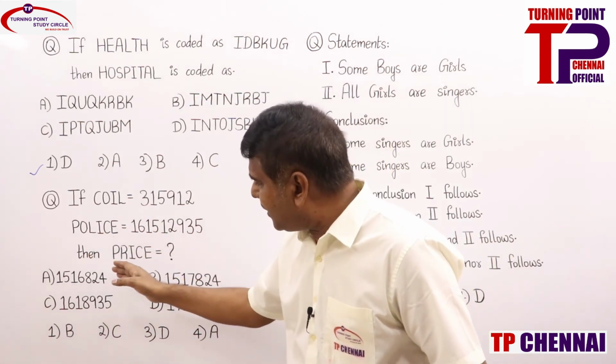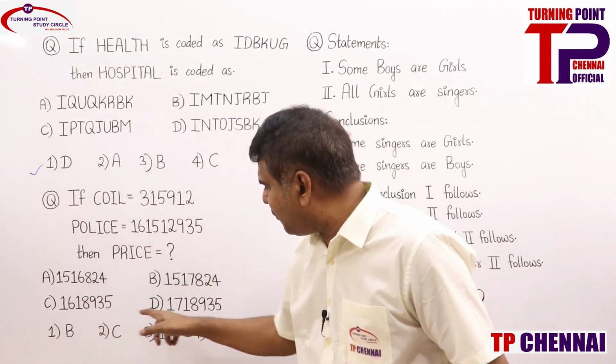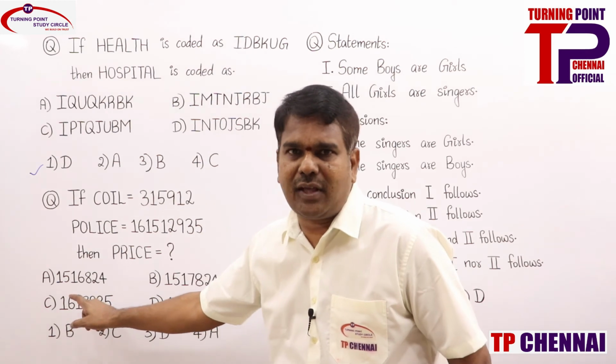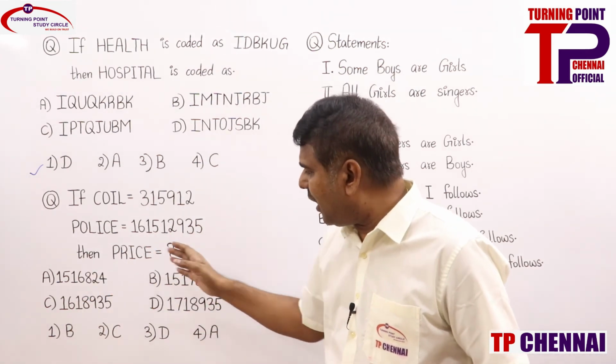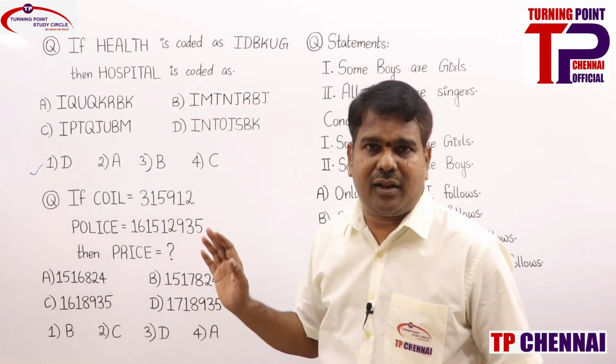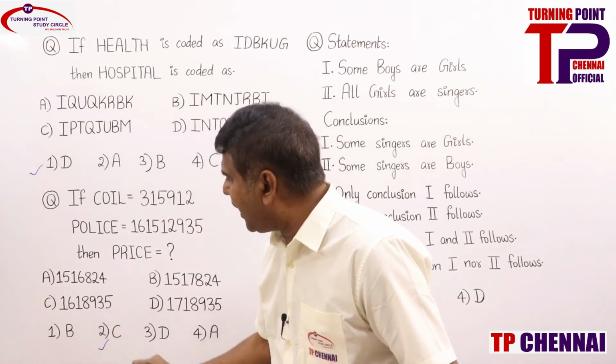Now, in the same way, we need to take it for PRICE. P is the 16th letter. P is 16, where is 16? Only in option C. That is the only option where we have 16. All others are ruled out. No need to even check the others. Not at all required. Clear? So C means where it is? The second option. Go ahead with this one.